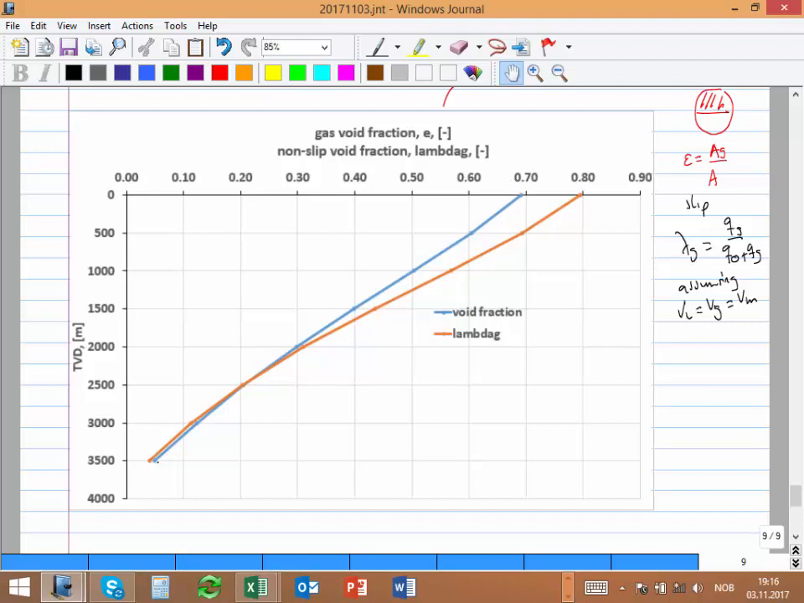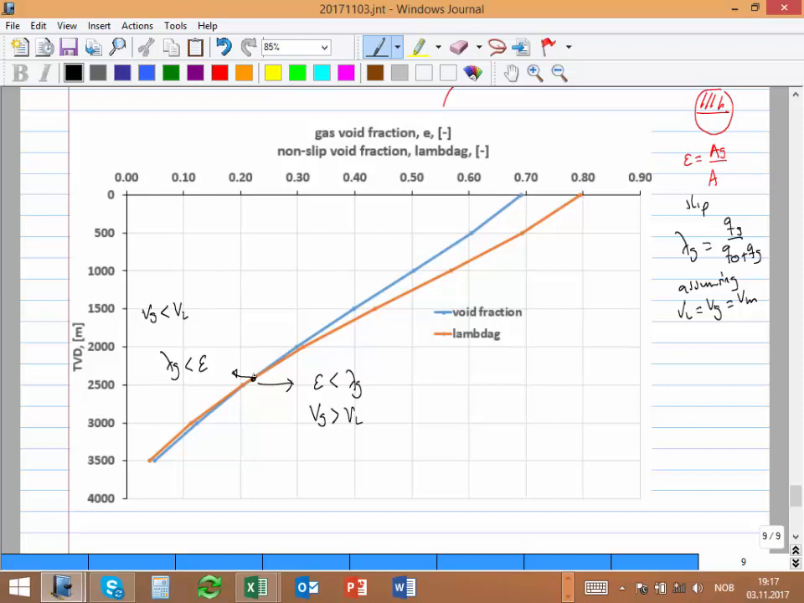And you see now, very interesting here, in this region below here, the non-slip is actually smaller than the slip. Yes? That means here gas goes slower than the liquid, because gas is only a bubble and the liquid is flowing around these bubbles. After this depth, the value is lower than lambda of the gas. That means that the gas goes quicker than the liquid.